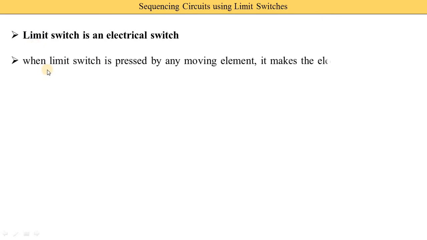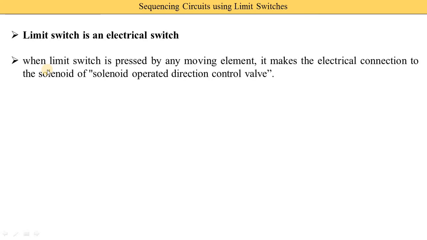A limit switch is an electric switch. It is pressed by a moving element. Suppose we consider a cylinder piston arrangement. At the end of the piston rod we fit a cam, and the cam presses the limit switch and makes the electric connection to the solenoid. So when the cam presses the limit switch, it supplies electric current to the solenoid, and the solenoid operates the directional control valve. Here it is written that the solenoid operated directional control valve is operated.